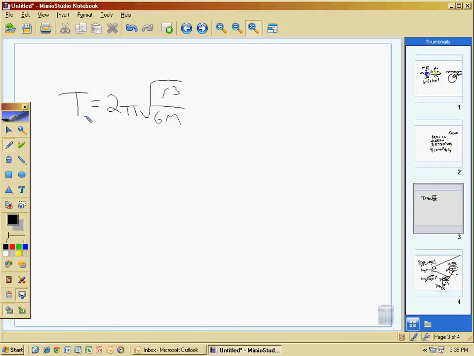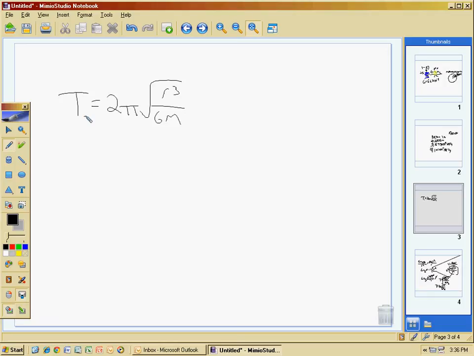Now, I know we saw that in class. None of this is important. You don't have to do it on the test, but at least you know where it comes from. Just combining the circular motion with gravity.